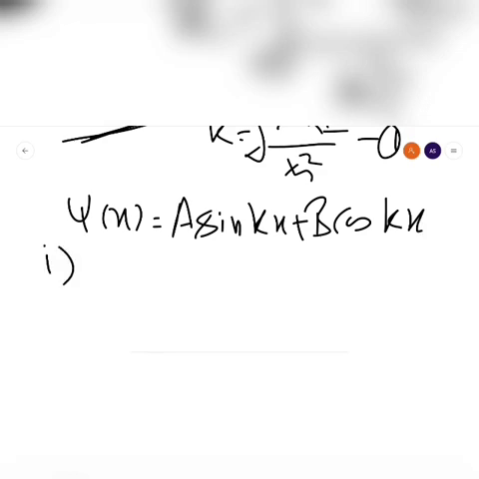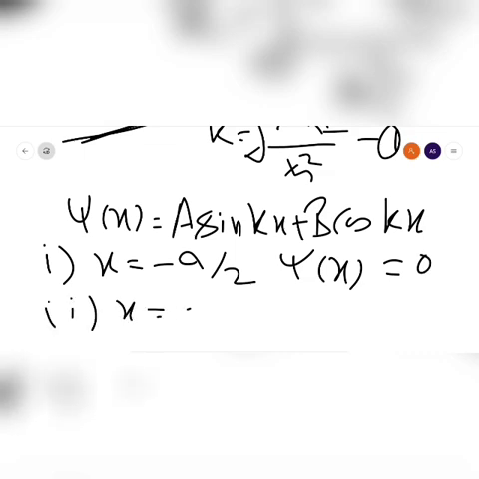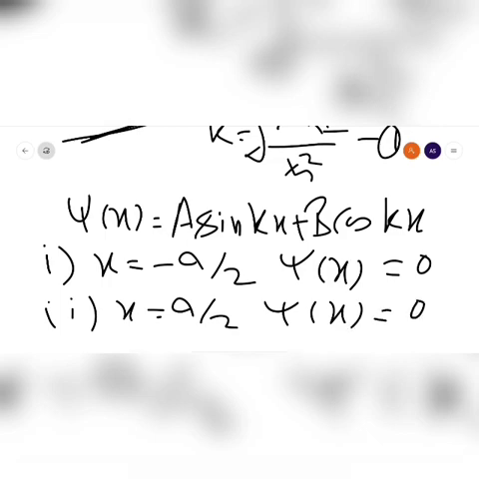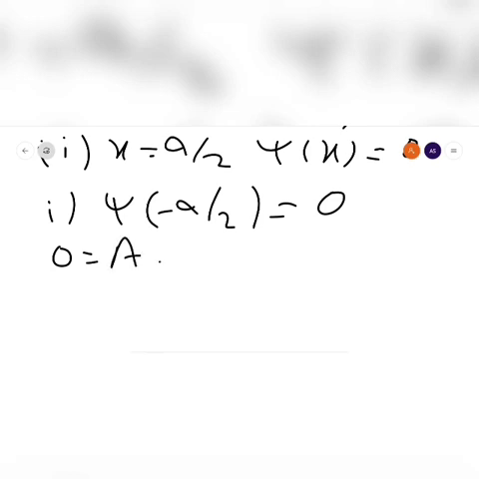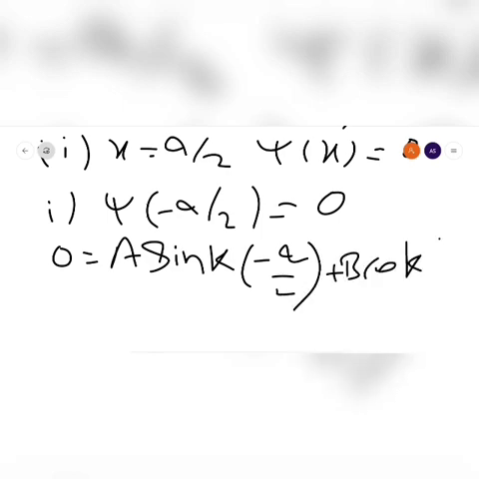The boundary condition: at x is equal to minus a by 2, the wave function psi goes to 0, and the second boundary condition: when x is equal to a by 2, psi of x goes to 0. Now from the first boundary condition, you can write the solution of the wave equation when psi of minus a by 2 is equal to 0: 0 = A sin k(minus a by 2) plus B cos k(minus a by 2).